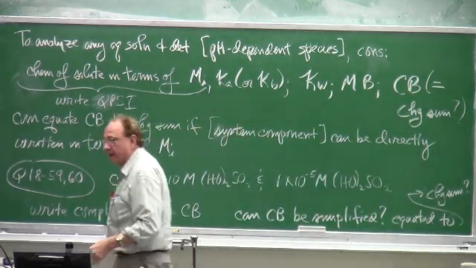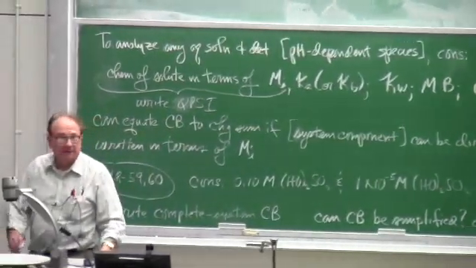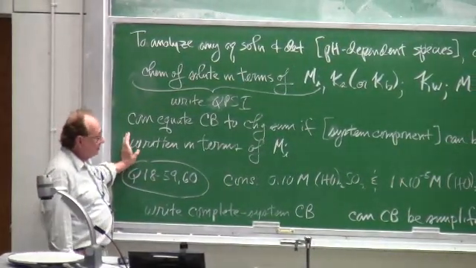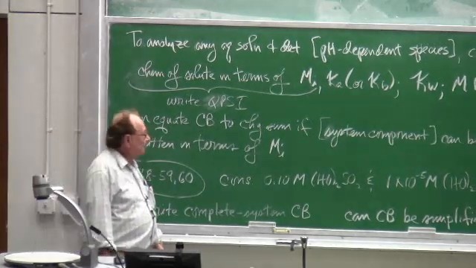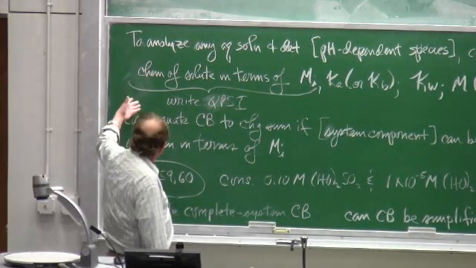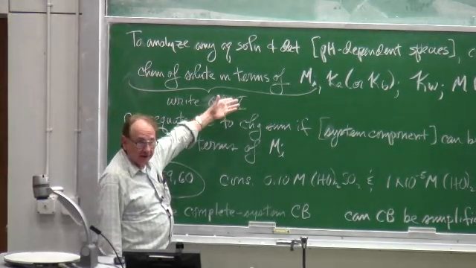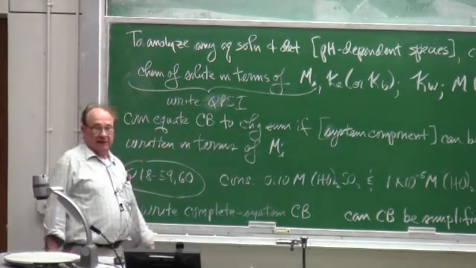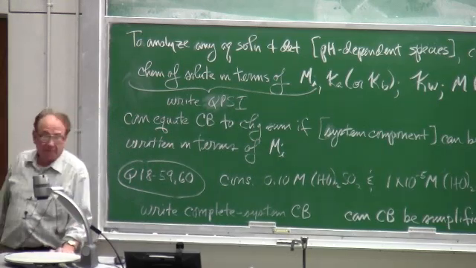We've talked about cases relating to this, and now I've written a statement. You can equate CB to a charge sum if a system component, you already got that because you will have the inventory done, can be directly written in terms of M sub I. That's it.